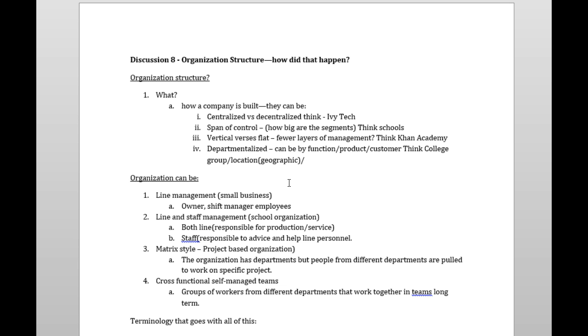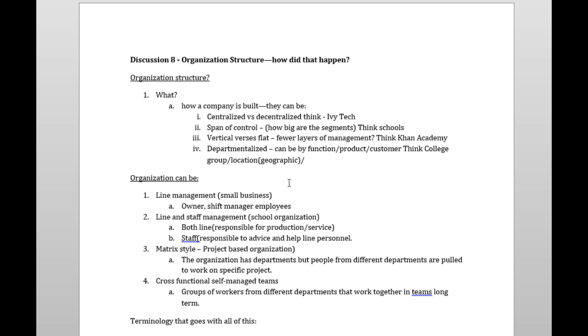And I guess probably a good way of looking at that would be Khan Academy. Khan is video tutorials, and there's probably only about, oh my goodness, maybe 10, 20 people that work there. But there aren't a lot of layers of management. It's flat in its management. And there are probably other better examples of that.